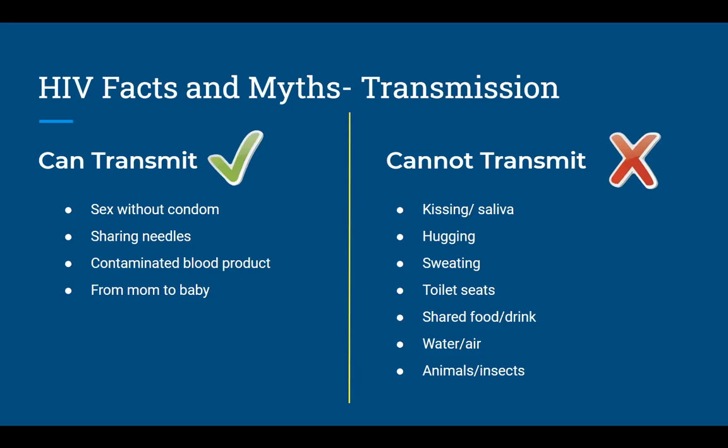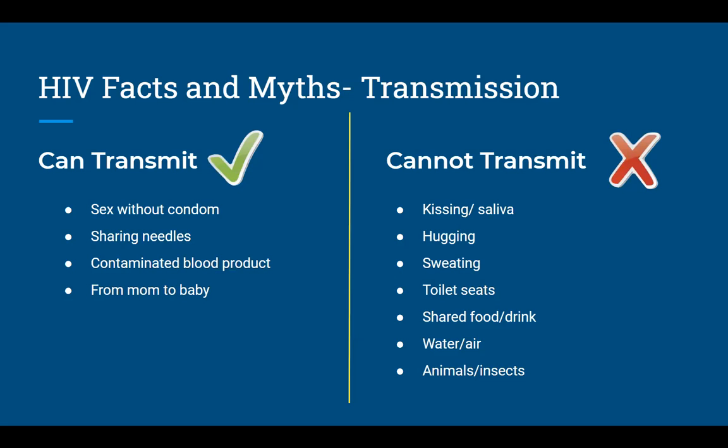So in terms of HIV, there are ways that you can actually transmit HIV to other people. If you're a person that doesn't have HIV, there are ways that it can get transmitted to you. Basically, the ways that it can be transmitted are having sex without a condom, sharing needles, contaminated blood products, and from mom to baby, it can be transferred.